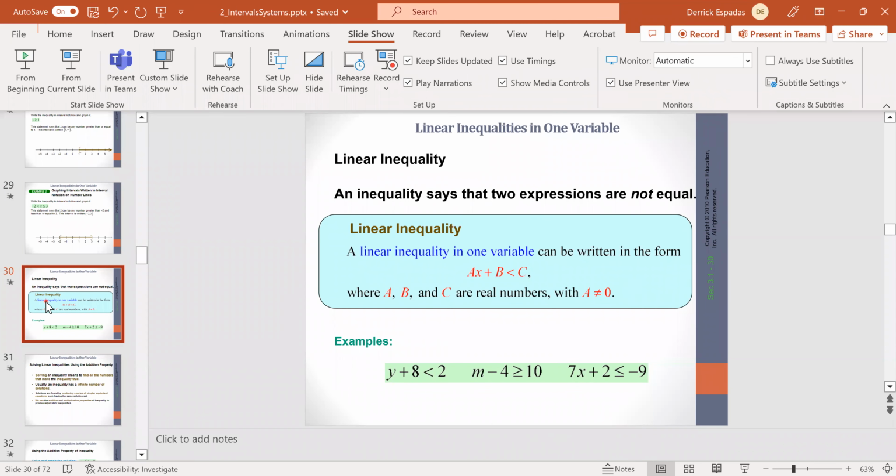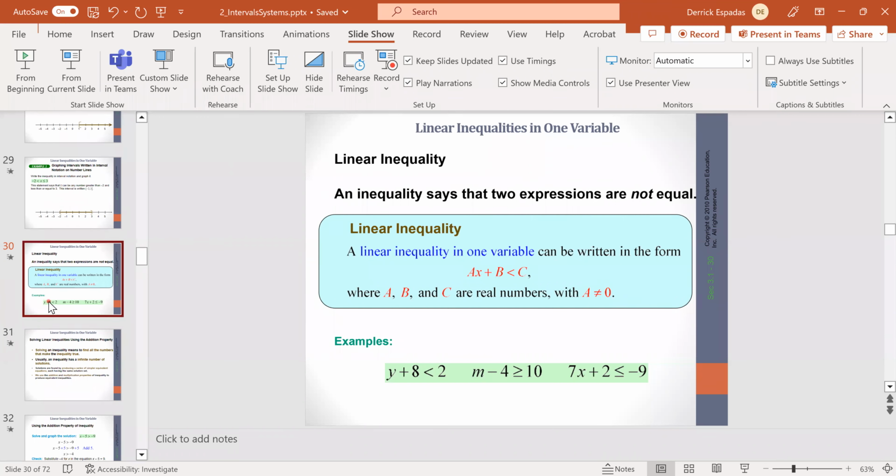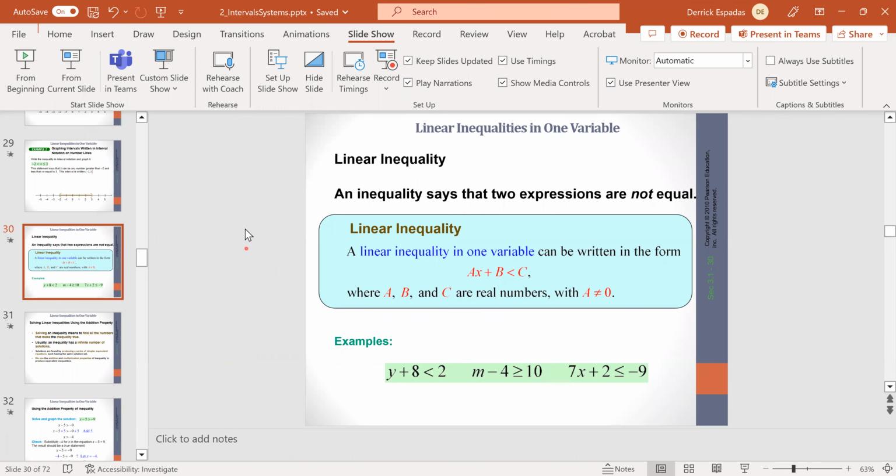So a linear inequality, just like an equation, so if you think of the word equation, it equals, a linear inequality does not equal. All right, so it could, but really what that greater than or less than sign means is it's not equal. So y plus 8 is less than 2. That means y somehow makes y plus 8 less than 2. And we can think about what that would be. So maybe y is -7, because -7 plus 8 would be 1. So that's a valid number.